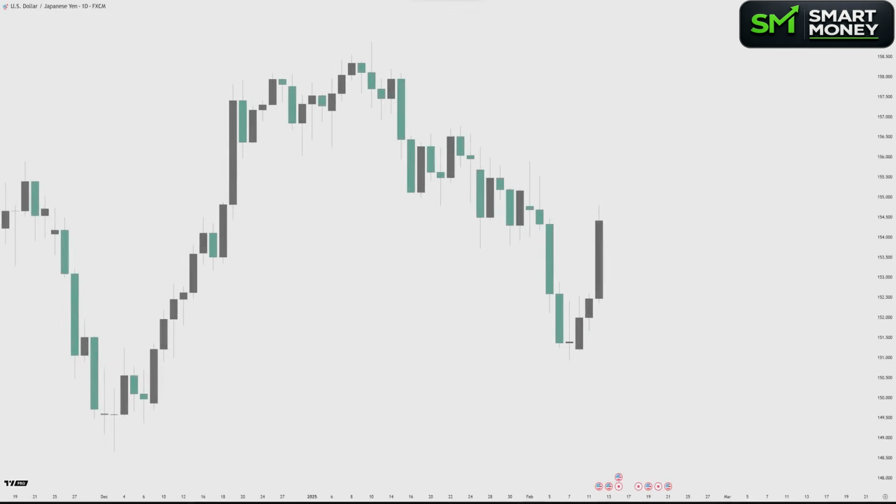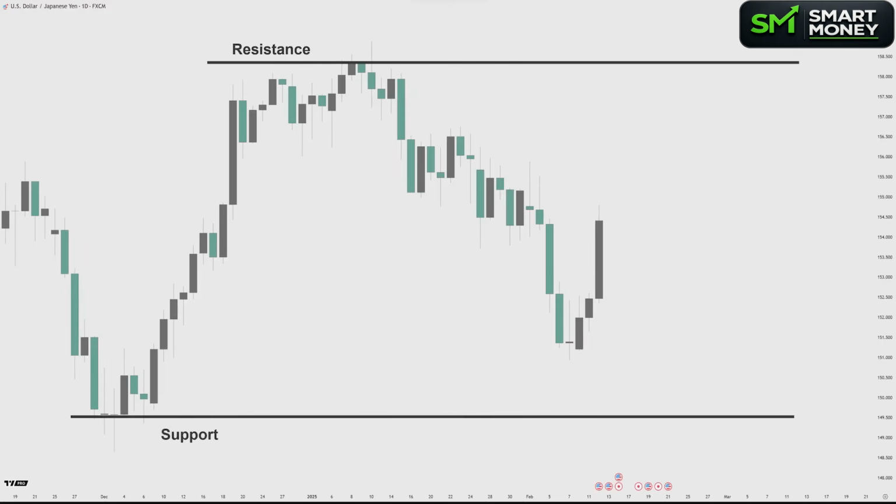Here, we have the dollar-yen on the daily time frame. On this higher time frame, the only thing we want to mark on the chart is the key supply and demand zones near the current price. At the top, here we have the most recent high, and at the bottom, here we have the most recent low. These levels are important because if we zoom into the lower time frames, we'll see that they have acted as turning points for short-term trends. Therefore, when price reaches these levels again, we can expect a possible reaction.